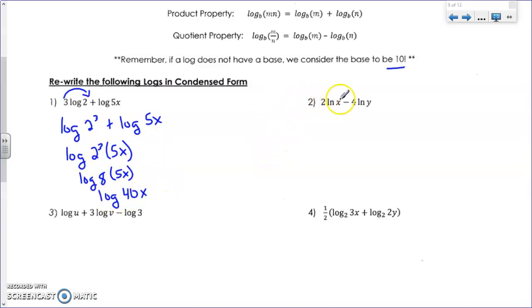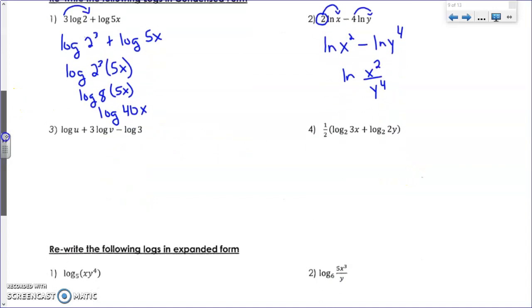Okay, ln, remember, is log base e, but we can still use the same properties. So we're going to take this, move it as the exponent, so that would be ln x squared, same thing here, minus ln y to the fourth. Now this subtraction means I'm going to divide. So I get ln of x squared divided by y to the fourth.